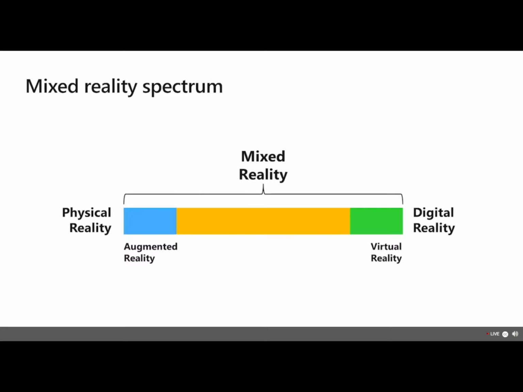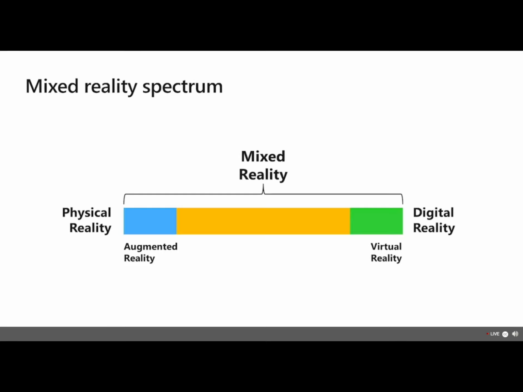Now, on the left-hand side, we have physical reality, and this is what we humans exist in. On the right-hand side, we have the corresponding digital reality. So we have our near physical reality. This means that you as a user remain present in your physical environment, and you're never made to believe that you've ever left that environment.